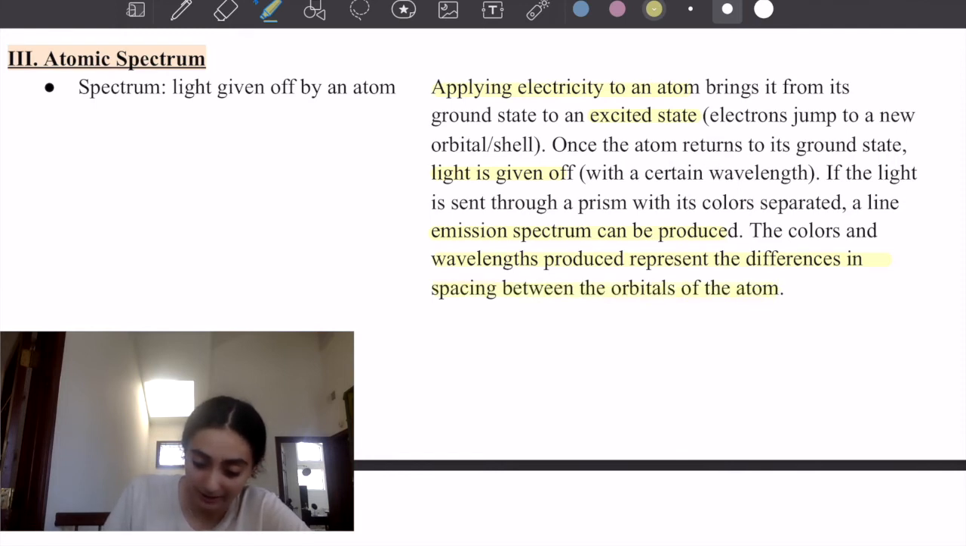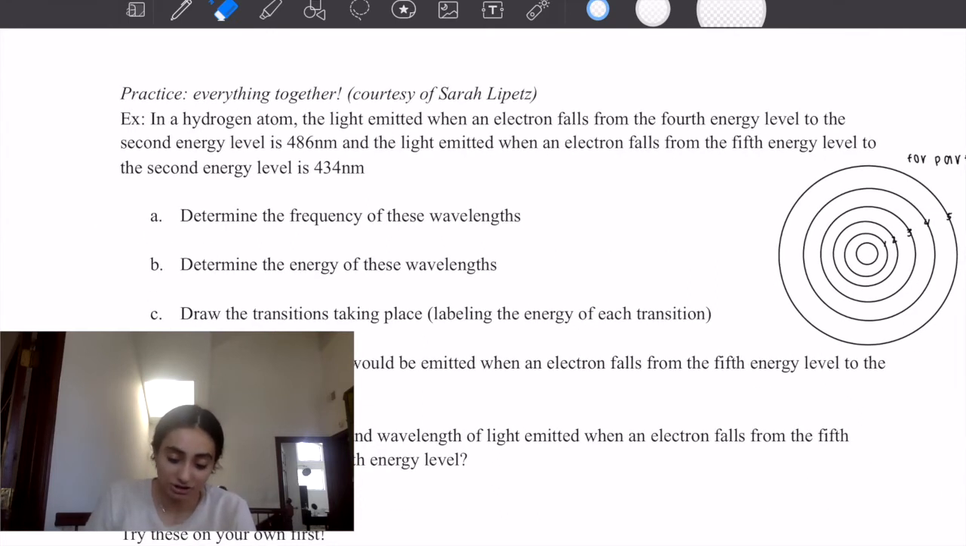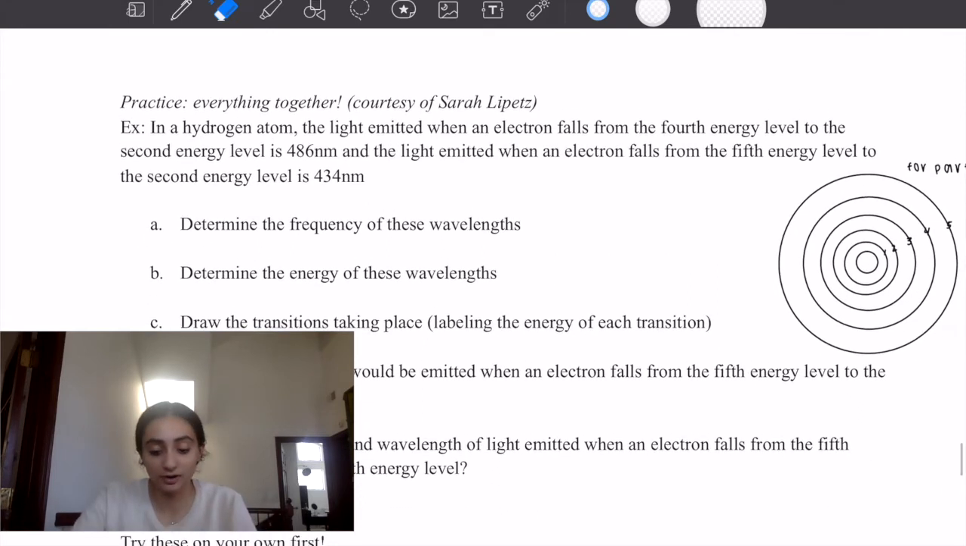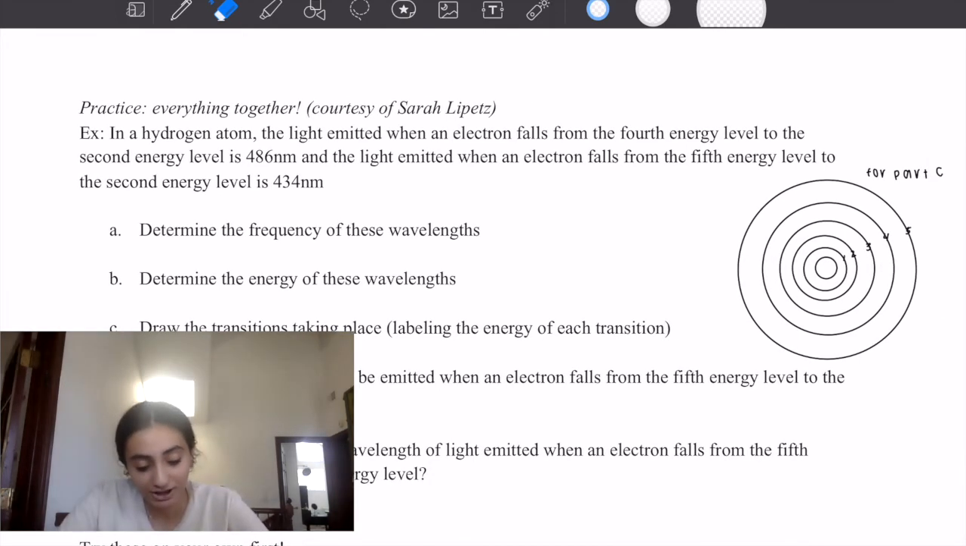Okay, so we're going to practice an example of this, and it basically is all we've learned in this video so far combined into one part. So in a hydrogen atom, the light emitted when an electron falls from the fourth energy level to the second energy level is 486 nanometers. And the light emitted when an electron falls from the fifth energy level to the second energy level is 434 nanometers. So let's dissect that question, or that background information.